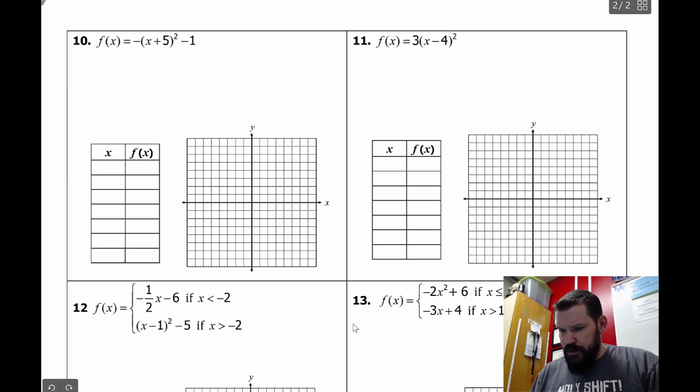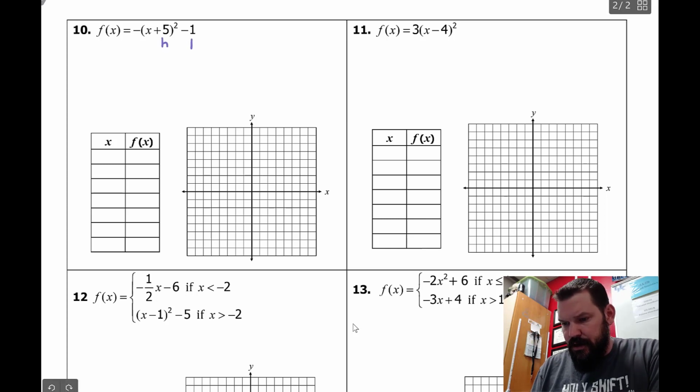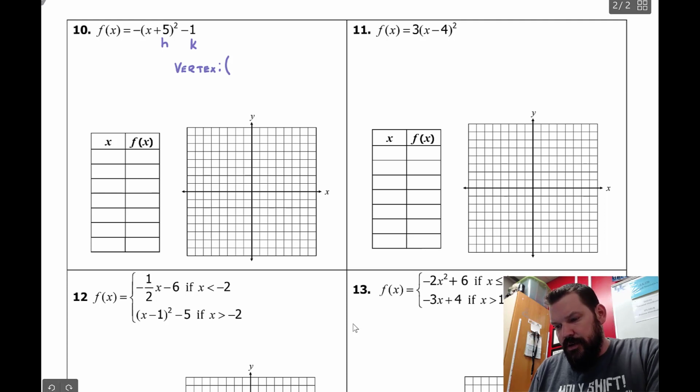I'm going to do a couple more here, and then I'll post this, and then you guys can get started on your first NTI assignment with number 10. There's our h and our k. Now notice that the h is plus 5, so that actually means the x-coordinate of our vertex, the sign is going to be opposite, okay? So if we had negative 5, then our vertex x-coordinate would be positive 5. So here it's negative 5, and our k value rather, is negative 1.